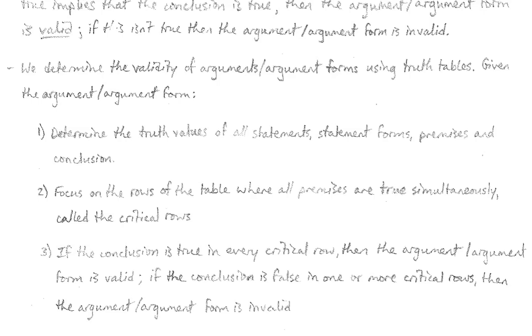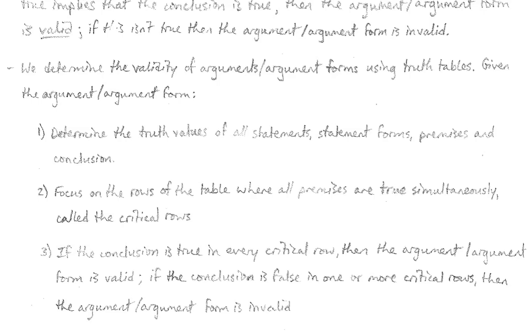Now, what you do to determine whether or not your argument is valid, look in each of these critical rows. If in every critical row your conclusion is true, then the argument is valid. I'll say that once again, just to be clear. If in every one of these critical rows, which are the rows where all the premises are true at the same time, if in every critical row your conclusion is true, then the argument is valid.